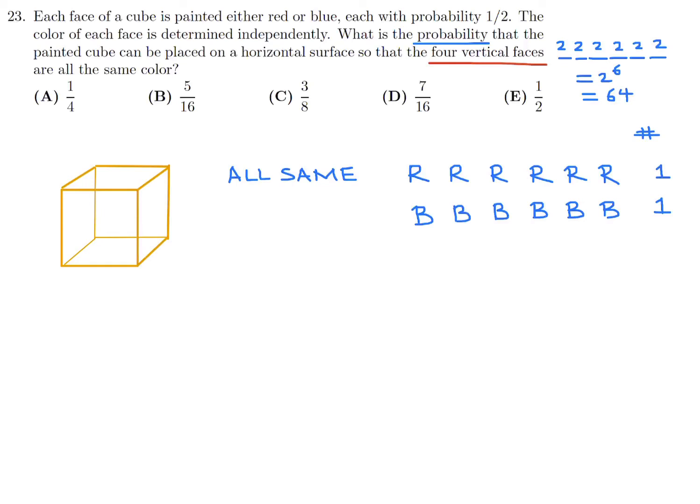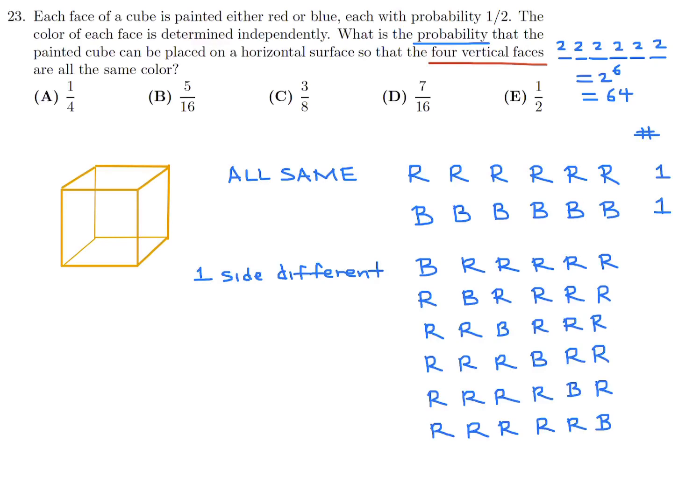The next scenario that meets the condition in the question is if one side is a different color. So what does that mean? It means that you've got, let's say, all red, but then one side is blue, like that. If that's the case, you can just put the blue on the top, or you can put the blue on the bottom when you place this cube on the horizontal surface, and therefore the remaining 5 sides will fulfill the condition that all 4 vertical faces are the same color. Now, how many ways are there to do this? Well, the blue side can be any of those sides. So you just have to keep moving the blue around. And if you do that, you'll see that this is 6 ways of doing that.